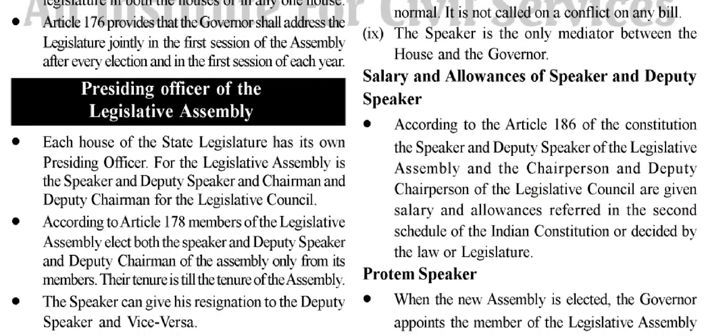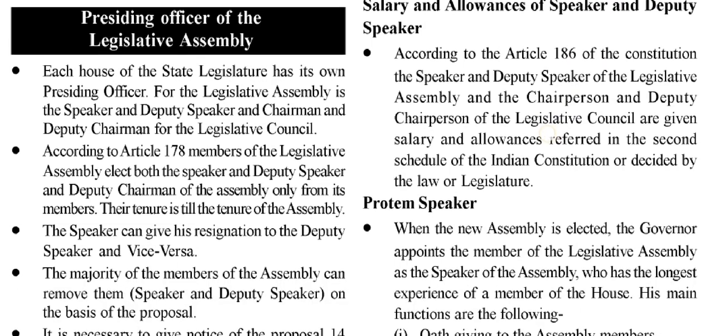Salary and allowances of Speaker and Deputy Speaker. According to Article 186 of the Constitution, the Speaker and Deputy Speaker of the Legislative Assembly and the Chairperson and Deputy Chairperson of the Legislative Council are given salary and allowances referred in the Second Schedule of the Indian Constitution or decided by the law of the legislature.